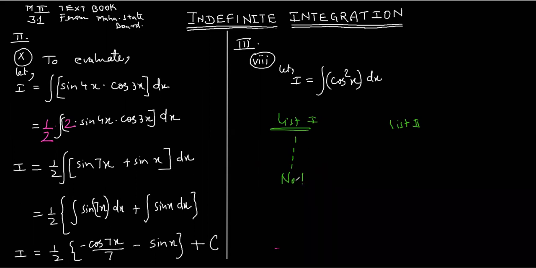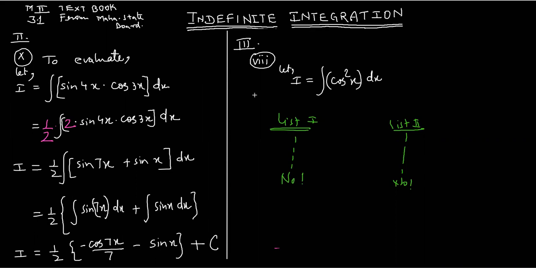So in list 1, you don't have the cos square x integration. In list 2, rather, I should say that I do not have a result in both lists which can be applied to integrate cos square x. That is not possible. I do not have any result in list 1 or list 2 which I could apply for cos square x. That's what I want to say.